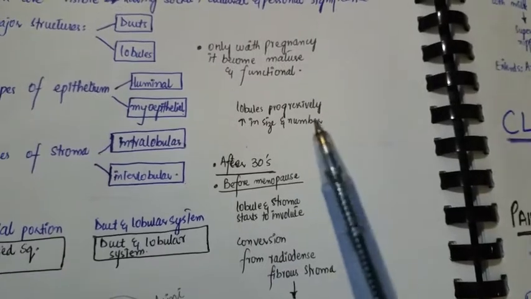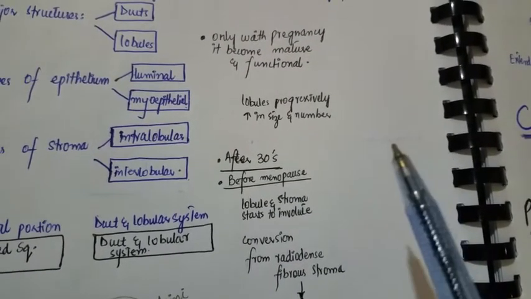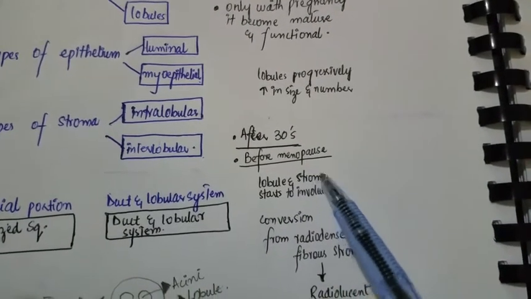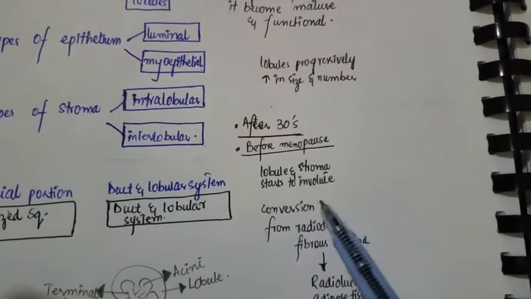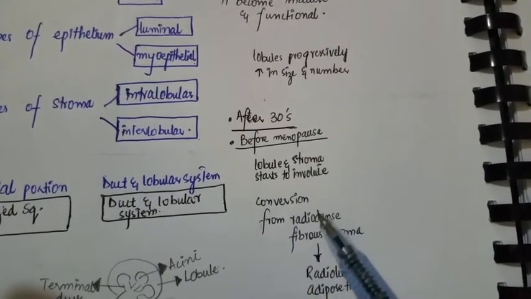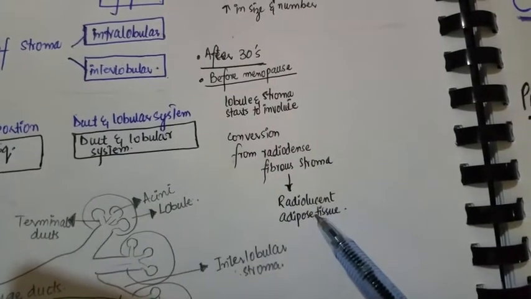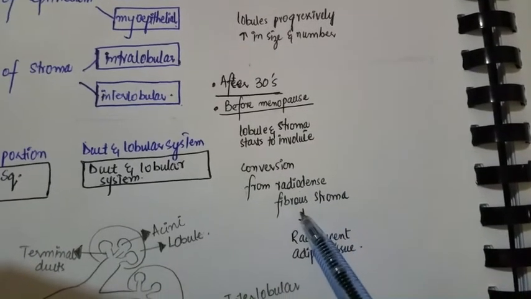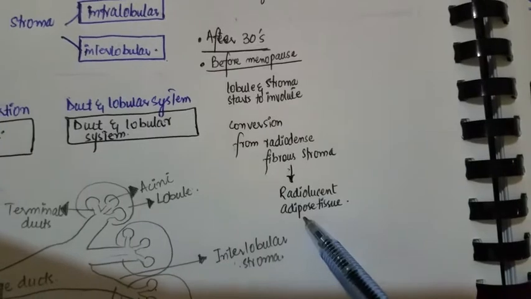The breast only becomes mature and functional with pregnancy, in which the lobules progressively increase in size and number after the 30s, but before the menopause the lobules and the stroma start to involute. As age increases, there is a conversion of radiodense fibrous tissue into radiolucent adipose tissue. In younger women, radiodense fibrous tissue is present, and in older women, radiolucent adipose tissue is present.